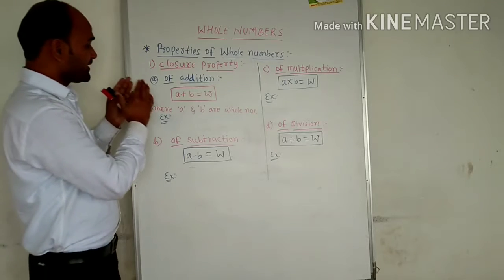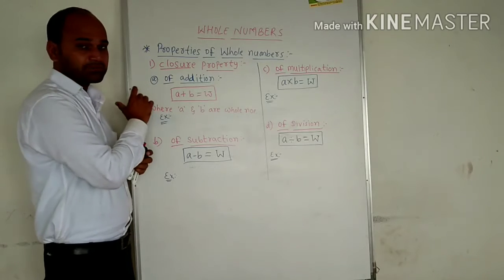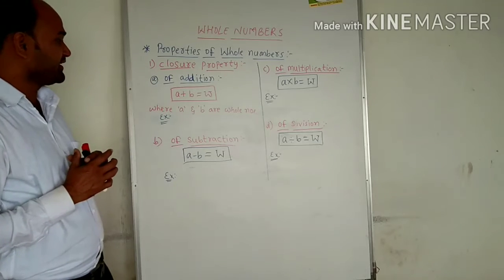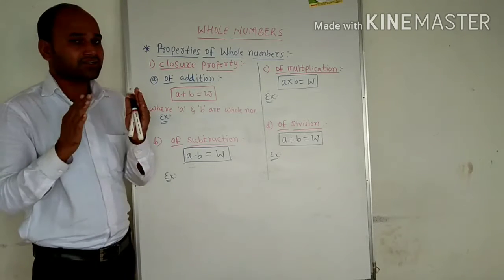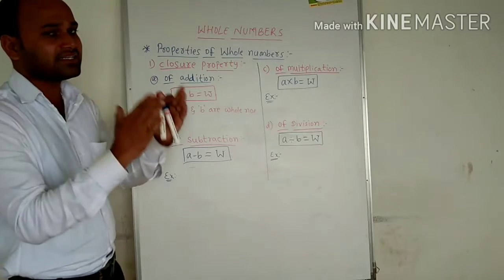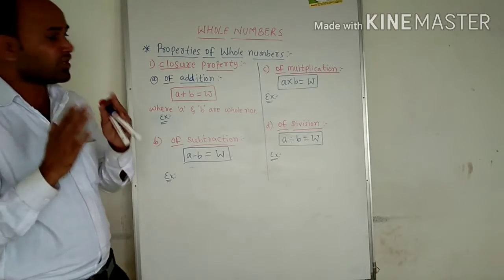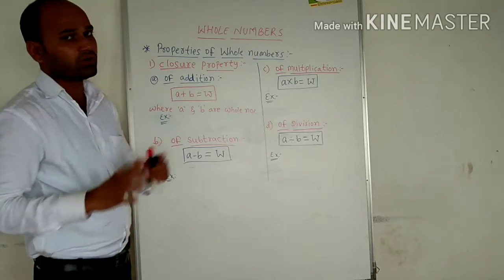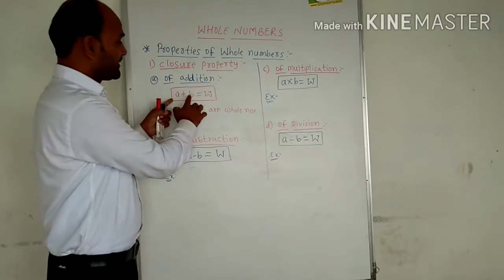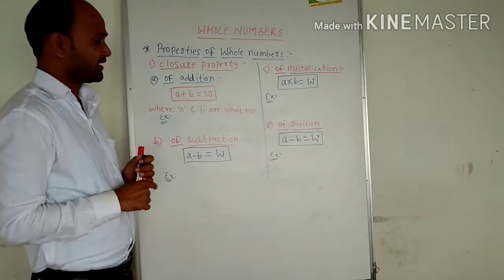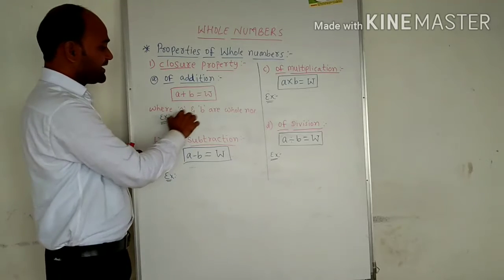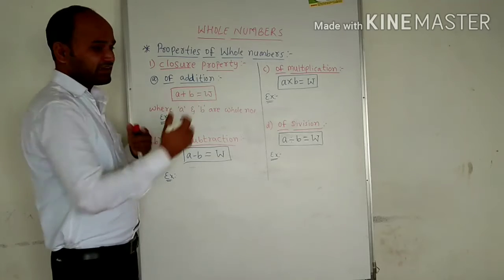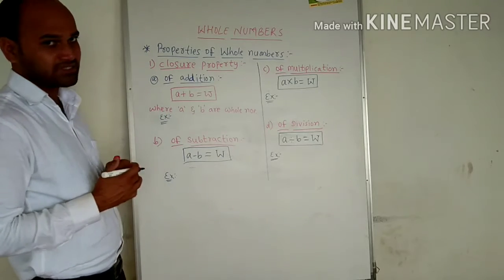The closure property of addition says that when two whole numbers are added, the answer remains a whole number. Here A and B are two whole numbers, and we will see whether we get a whole number or not.